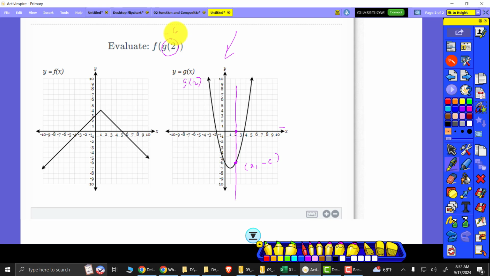So the output for this will become the input for this. Now you go to your negative 6, draw a vertical line again, and you'll touch the point there. On that point, what will be the y value? Negative 3. So the entire value for this will be negative 3. Just a reminder, always pay attention to your function inside, because that's the first thing that you have to do.